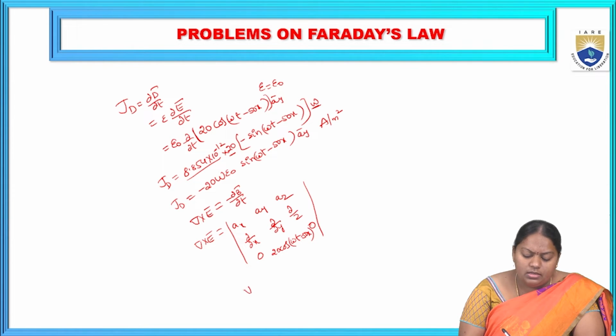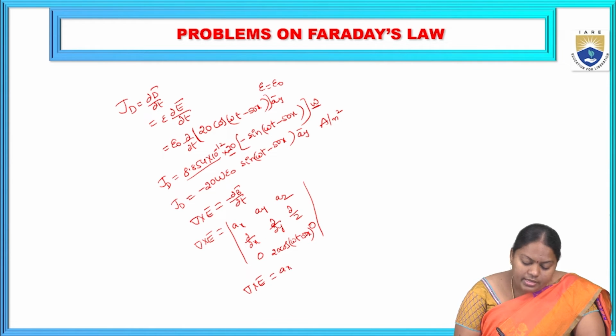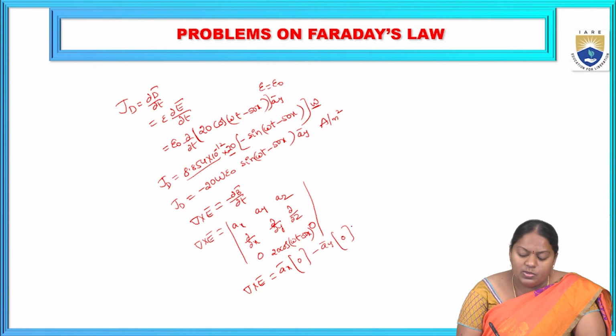So from this we get the value of del cross E bar. Del cross E bar is equal to a_x into, this becomes 0, dou by dou z of this becomes 0, 0 minus 0, hence minus a_y into dou by dou x of 0, dou by dou z of 0, again 0, then plus a_z into dou by dou x of this thing. Here 20 is a constant, and differentiating with respect to x gives minus sine(omega t minus 50x) into minus 50.